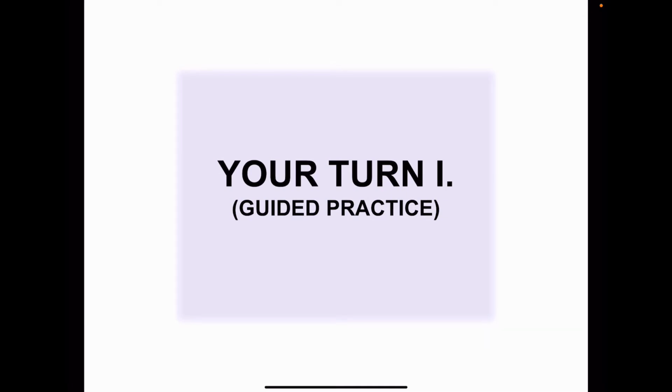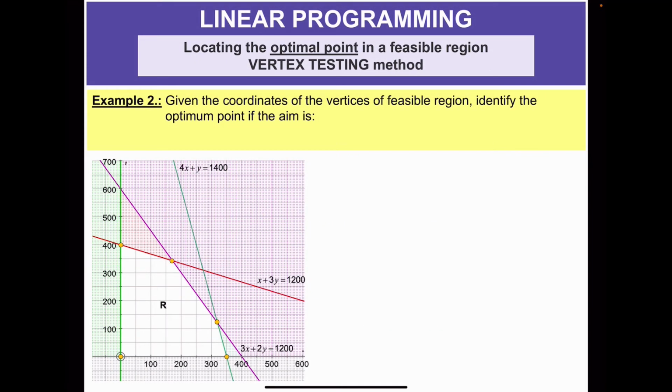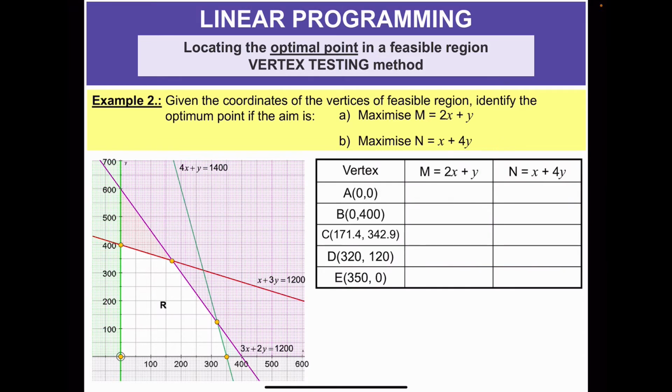So now please, let's try your turn how to use this vertex method. In example 2, you are given the coordinates of the vertices of the feasible region, and you need to find out the optimum point if the aim is to maximize m or maximize n later. So the coordinates are given here. Well, they are not named, but you can easily find out which one.